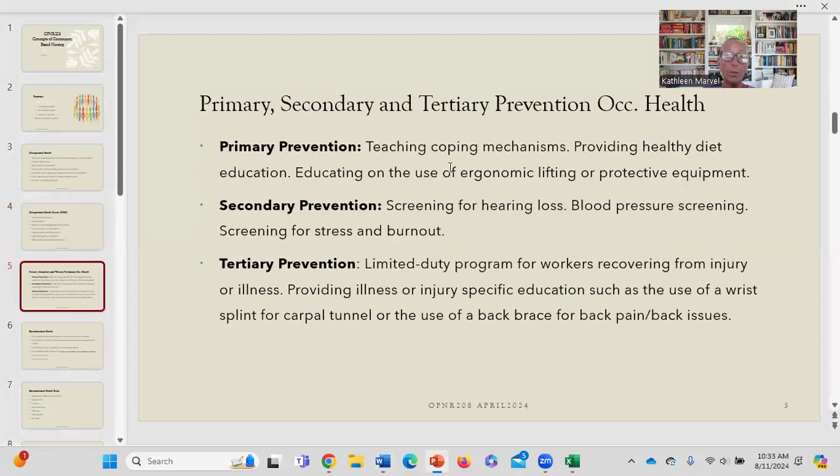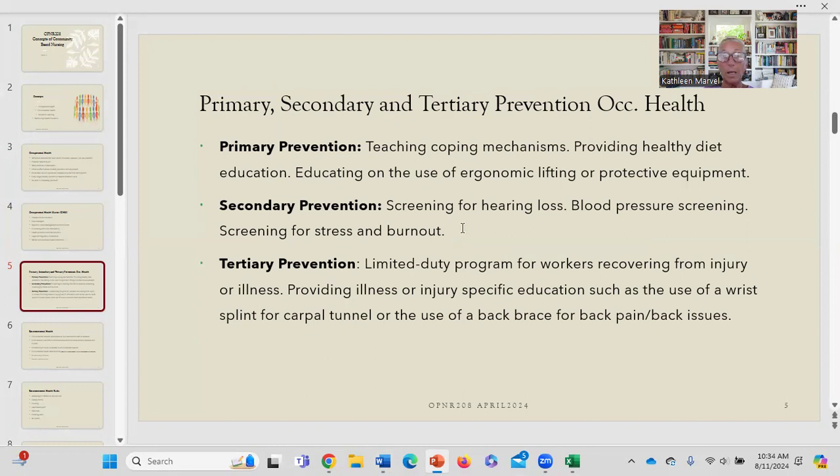Here are some examples of primary, secondary, and tertiary preventions regarding occupational health. So remember, primary is prevention. An occupational nurse may teach coping mechanisms, provide healthy diet education, maybe educate on the use of ergonomic lifting, protective equipment. Secondary is screening.